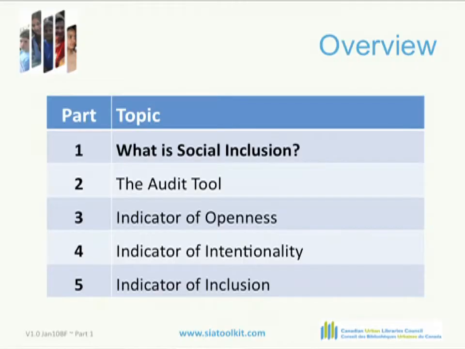This training session is divided into 5 parts. The first part is about what is social inclusion and why is it important. The second part will get into detail on the audit tool itself, so we'll look at the questions and the framework that underpin the audit. And then the last 3 parts, we're going to get into the questions in more detail, and it's divided by indicators. There are 3 indicators to social inclusion, and they are the indicator of openness, intentionality, and inclusion. But let's get started.